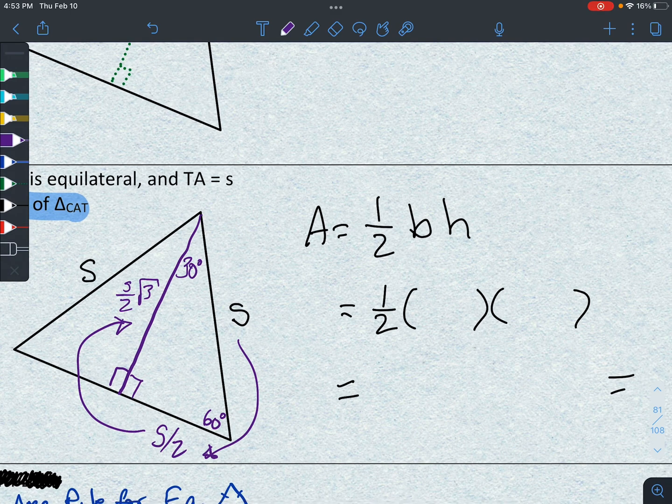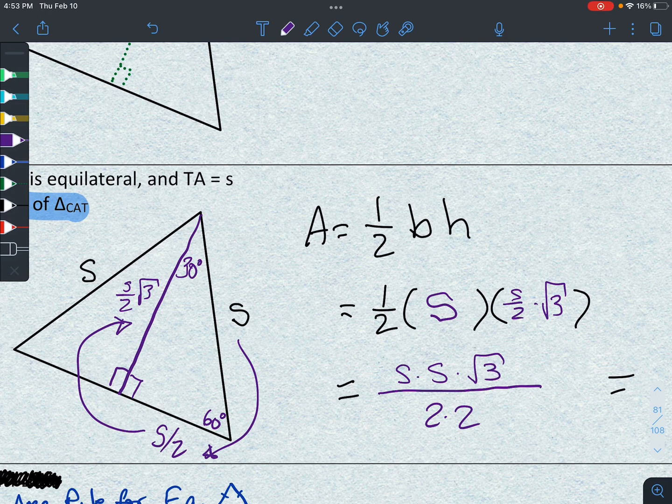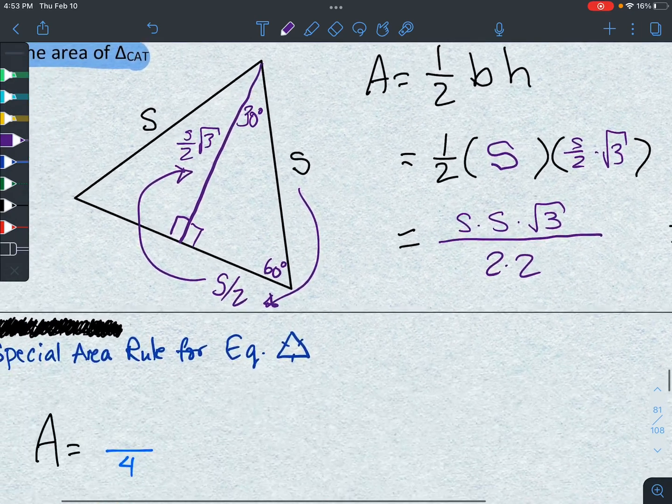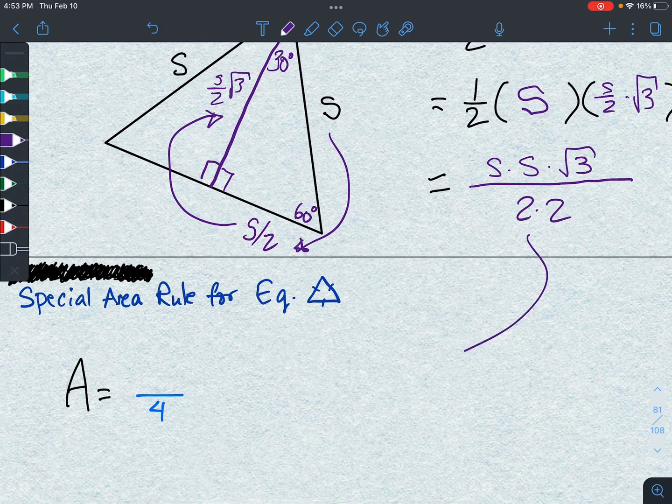All right? And then I can come over here and say, what's the base of my triangle? The base is S, right? That would be the full distance across. What is the height? It's right here. So we say S over 2 times radical 3. Now I'm just going to put things together, right? Notice I've got two 2's in the denominator. Upstairs I've got an S and a radical 3. Putting that all together gives us this formula. The denominator is 4. The numerator is S squared times radical 3.